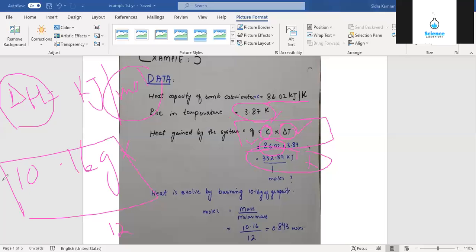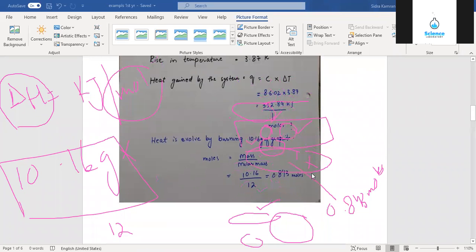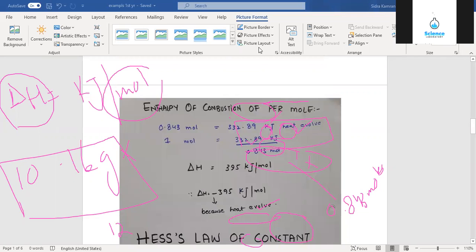So how are we going to calculate the moles? As we know, the formula for mole is mass over molar mass. Mass of graphite is 10.16 and molar mass is 12. So by this formula you come to know this value of heat change is for 0.843 moles, not for 1 mole. So now you have to calculate delta H for 1 mole. How are you going to calculate enthalpy of combustion per mole?